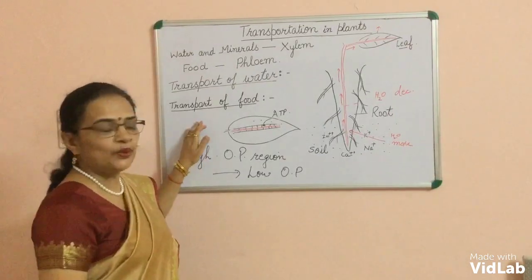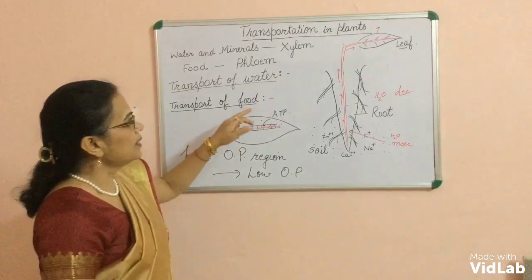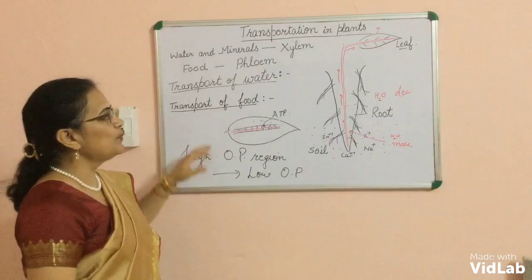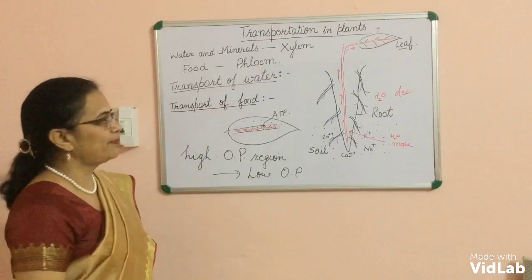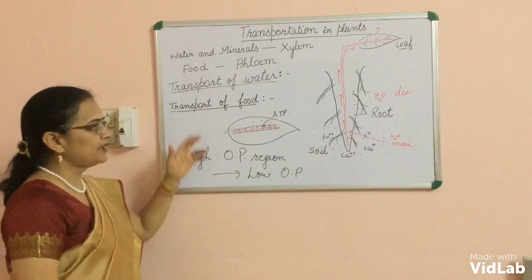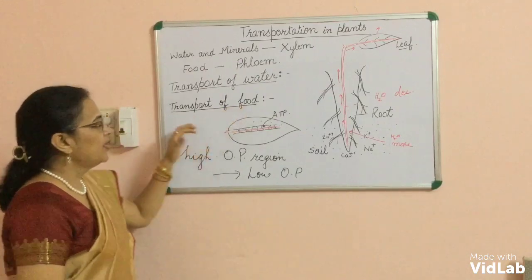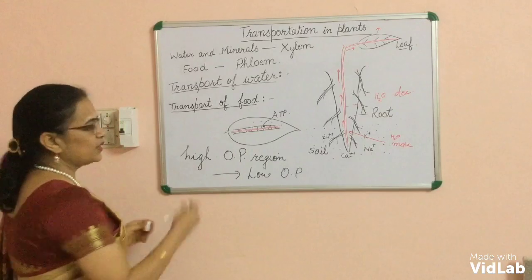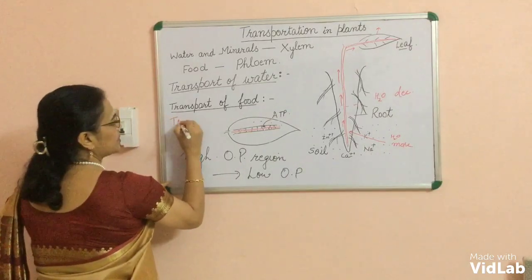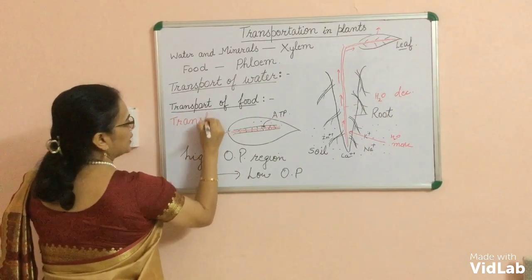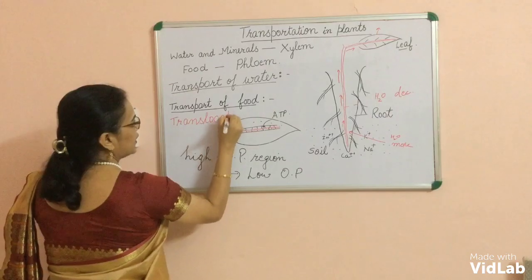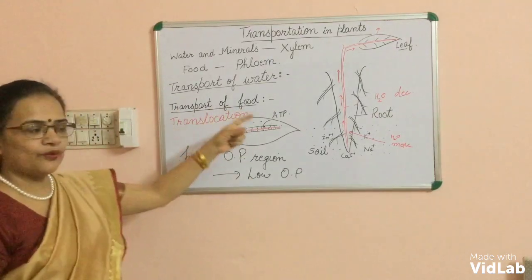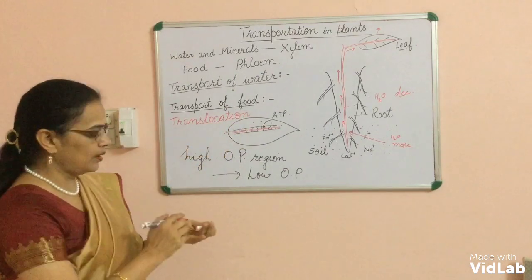The transport of food occurs through phloem. In the phloem, sieve tubes and companion cells are present which help in transport of food. For the transport of food, we can also use the term translocation. Translocation means transfer of food in soluble form.